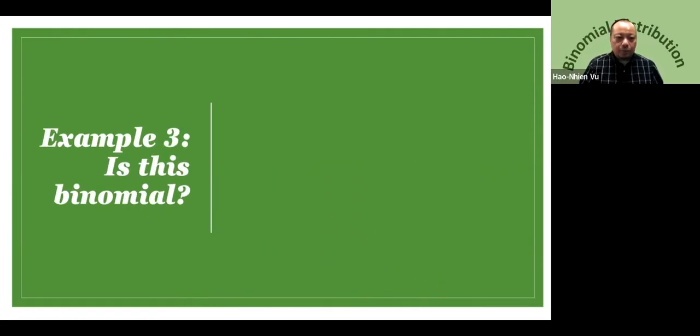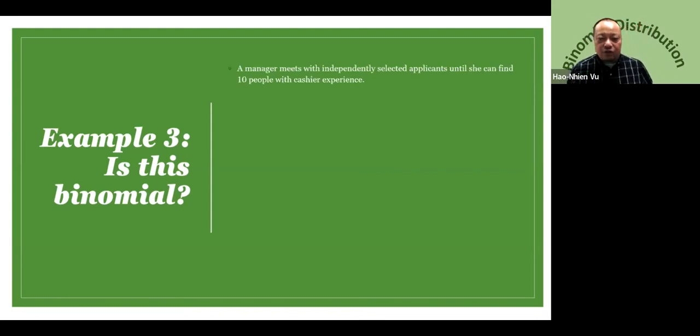Moving on to example 3. A manager meets with independently selected applicants until she can find 10 people with cashier experience. Is this binomial? Let's check the conditions. Condition number 1, is there a fixed number of trials? What's each trial in this case? What is it that the manager is trying? She's trying to go for someone with cashier experience. So each trial is one meeting with an applicant.